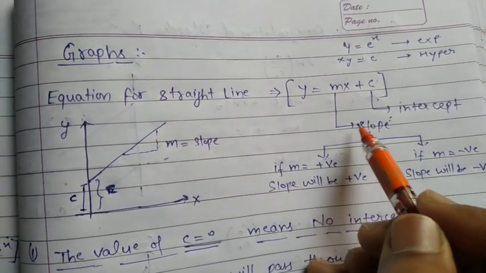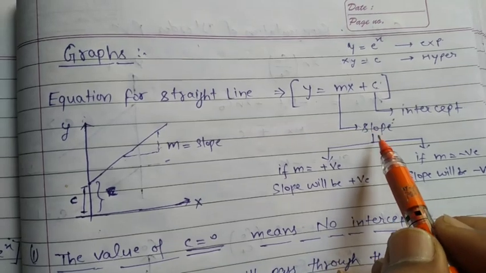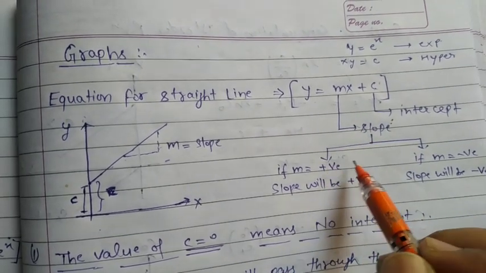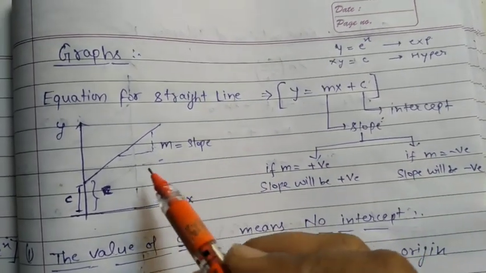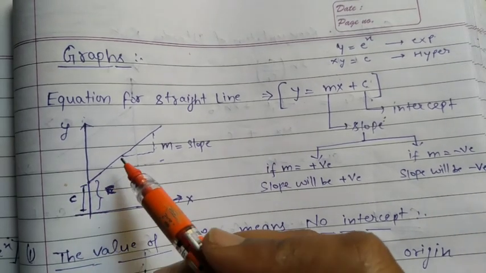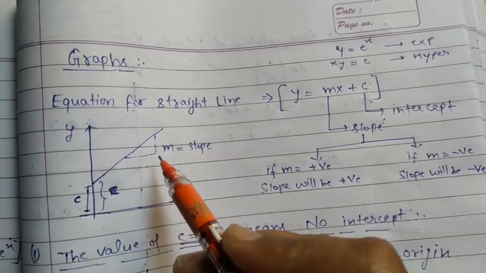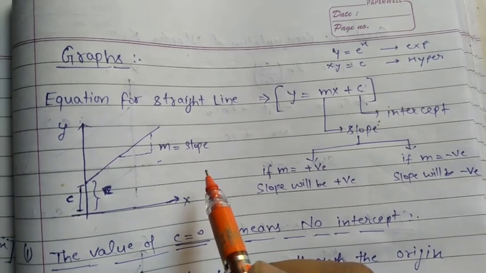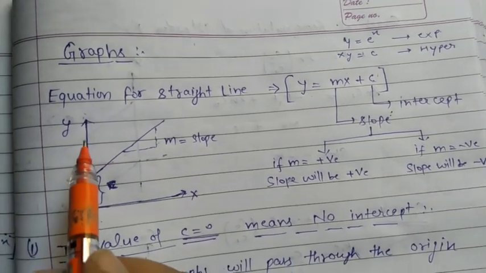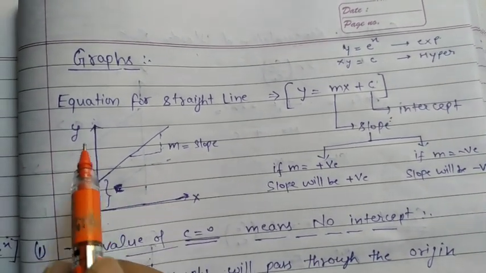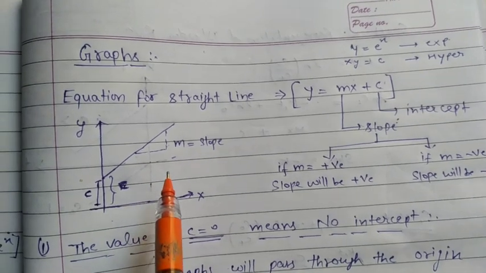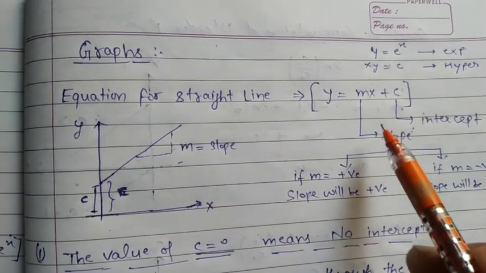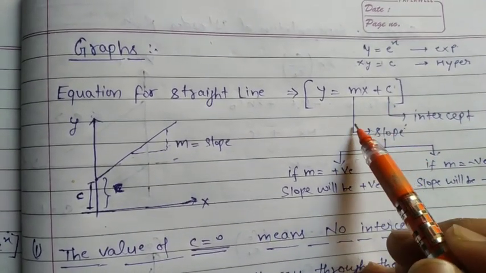And m represents the slope. The value of slope may be positive or it may be negative. This equation will represent a straight line with positive slope, and if we have a negative slope, then our line will be like this. So now these equations can be modified in different ways.